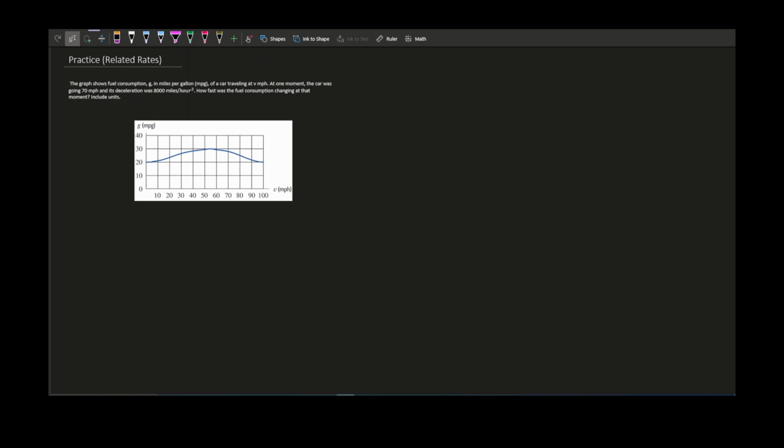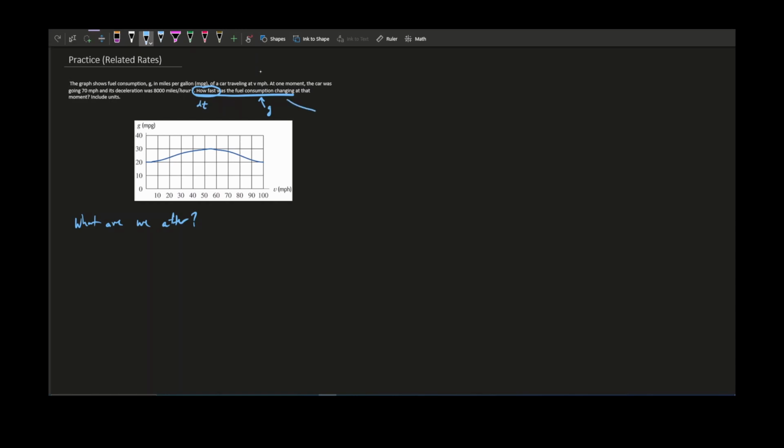So a bit to unpack here. I'll try to walk you through my thought process. So first of all, we've got to figure out, what are we after? The question is asking, how fast was the fuel consumption changing? So fuel consumption, we know this is G. And when we see the words how fast, this is usually talking about a rate versus time. This is talking about dt.